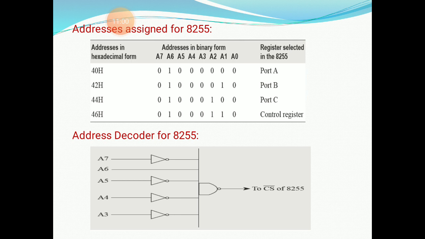The remaining address lines, A3 to A7, are given to the NAND gate. This is the address decoder using NAND gates. The NAND gate output is 0 depending upon the A3 to A7 address lines. This NAND gate output is connected to CS bar of the 8255 to enable the chip, that is IC 8255.